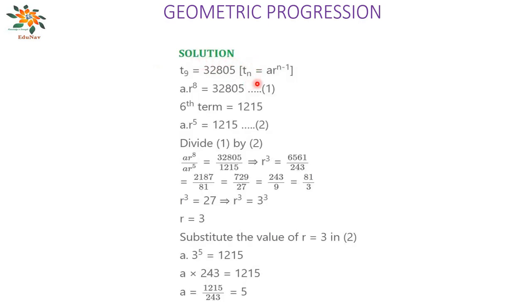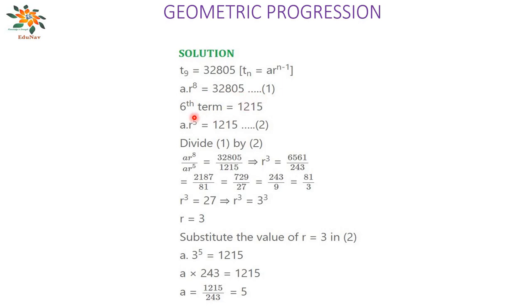We know that the general form of the nth term of a GP is Tn equals a into r raised to the power n minus 1. Now since the ninth term T9 equals 32,805, by making use of this general formula, we can write a into r power 8 to be equal to 32,805. We will have it as step number 1.